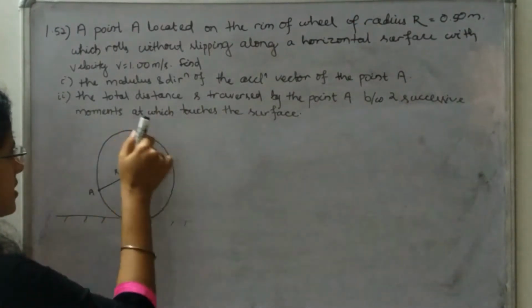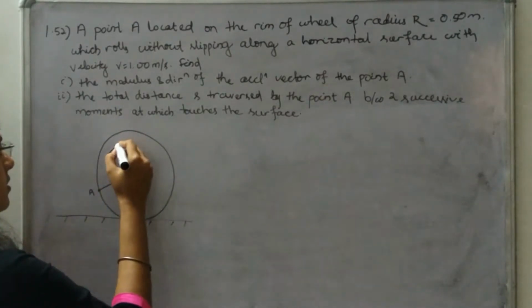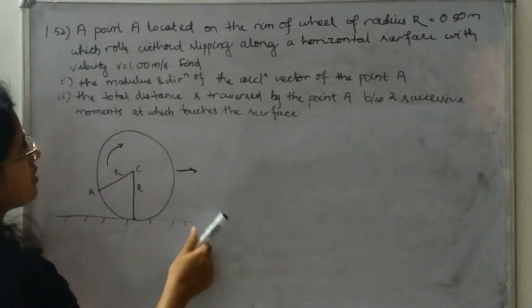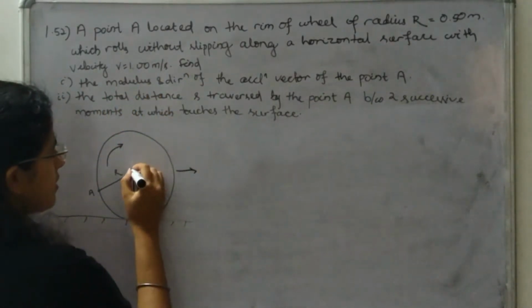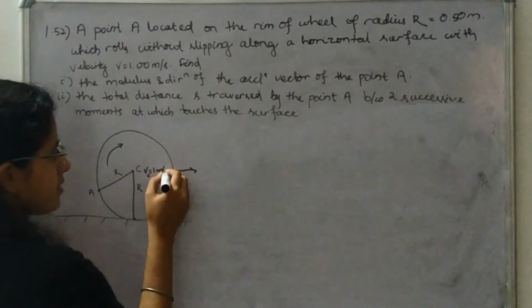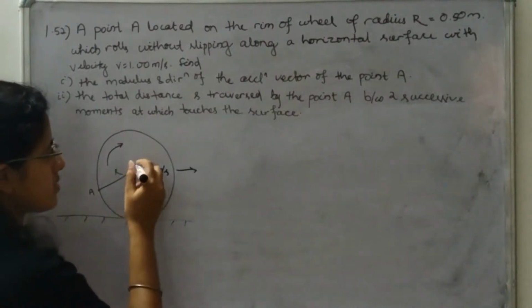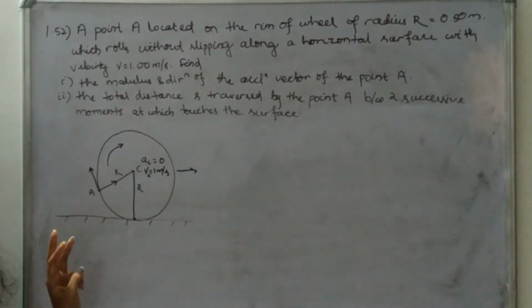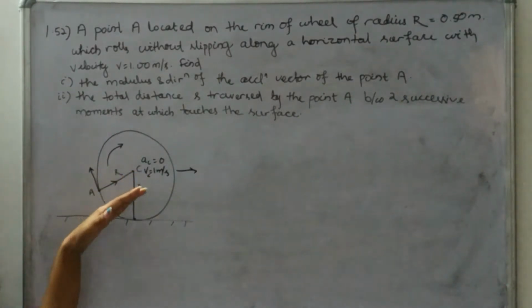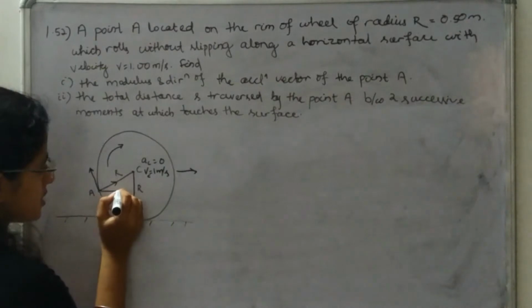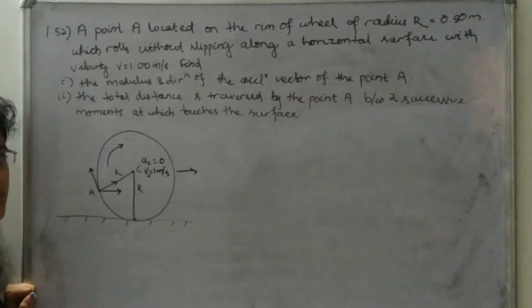That means we have considered it is rotating in this direction, as well as moving in the forward direction. So what is the velocity? 1 meter per second. If we consider this as the center of mass, then this will be 1 meter per second. Velocity is constant, which means the acceleration of the center of mass is 0. Now the point A has acceleration components. One is towards the center, which we can call centripetal or normal acceleration, another is tangential acceleration, and another is along this direction.